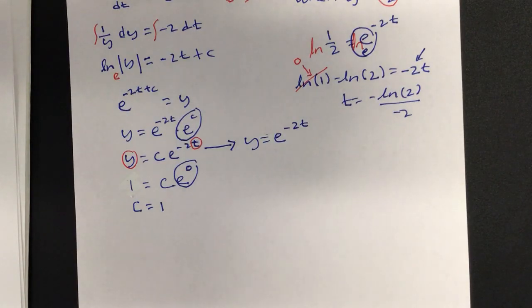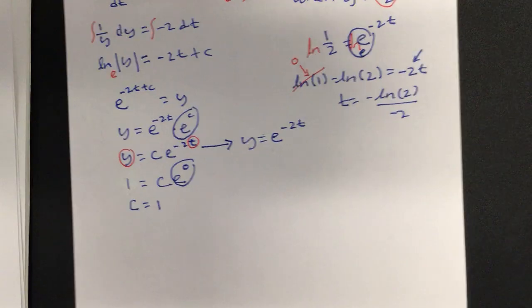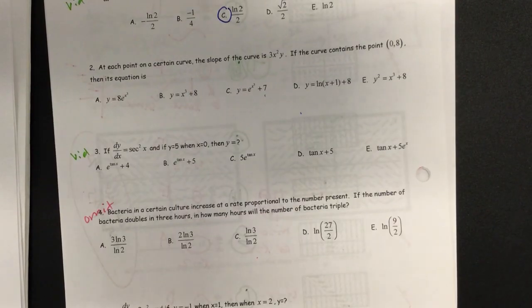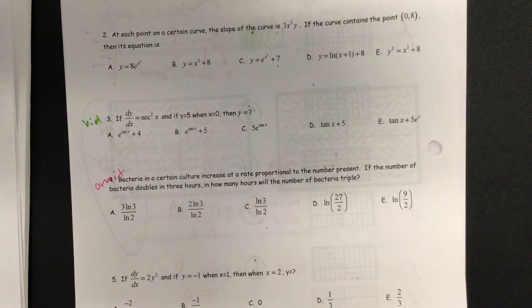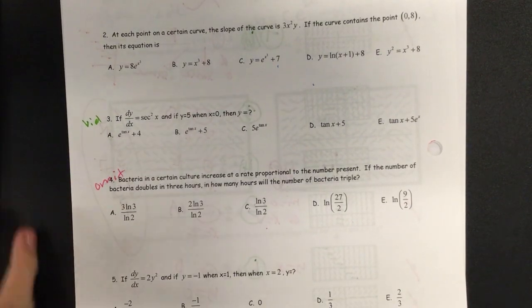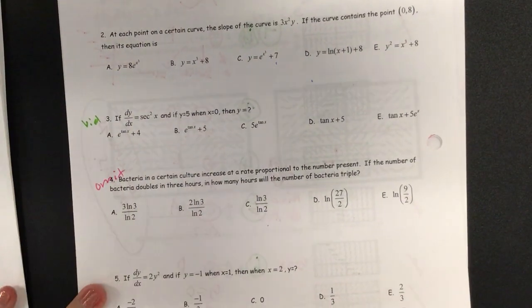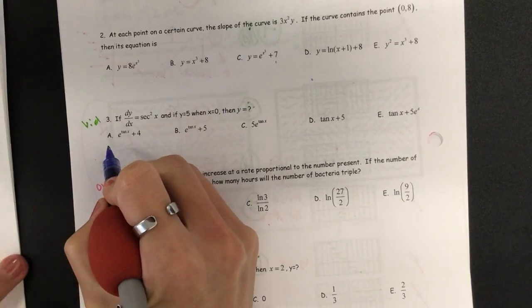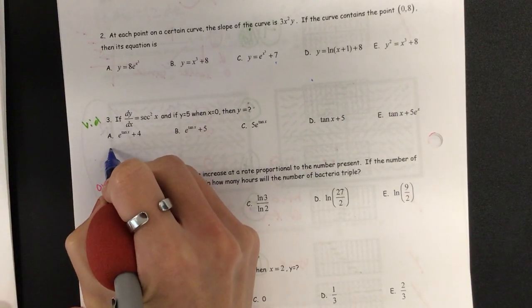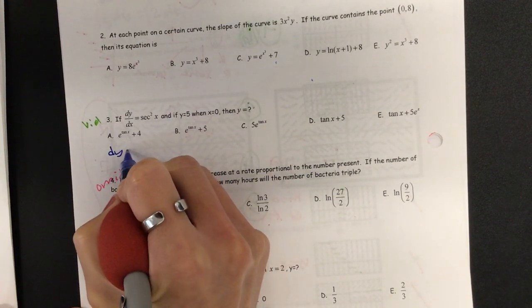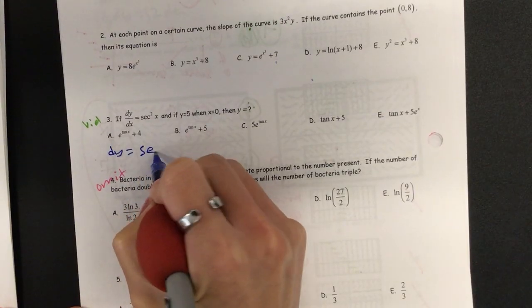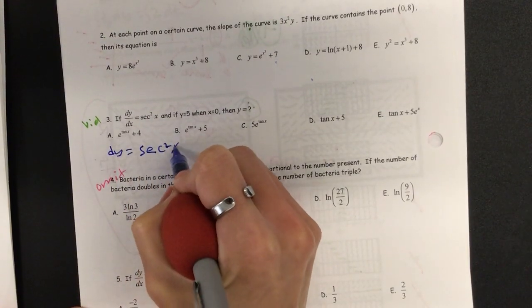Number 3, I'm going to actually do it on the worksheet because it's got enough room. So number 1 was quite intensive, I get it. The remaining 2 are very simple. For the next one, we have to integrate. Let's separate them first: dy is equal to secant squared of x dx.